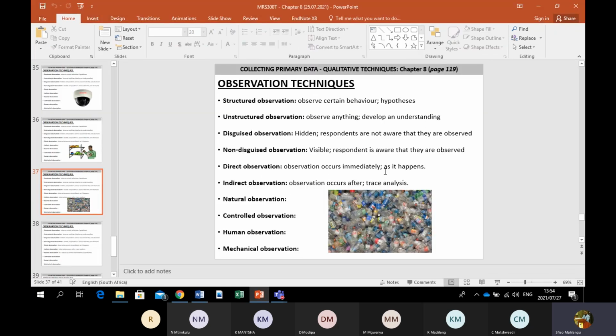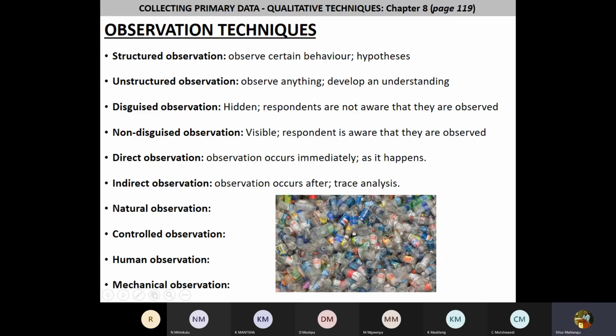So direct will be one where maybe we watch them, we pretend to be mystery shoppers, or we use one of those mirror techniques and so on. That will be direct, as it happens.